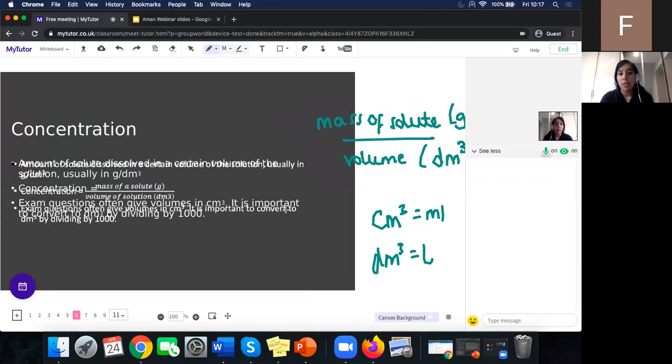This third point on the slide was talking about how exam questions often give volumes in centimeters cubed. They almost try and trick you. So it's really important that you convert to decimeters cubed. So how do we convert from centimeters cubed to decimeters cubed? Does anyone know what the conversion is between centimeters cubed and decimeters cubed?